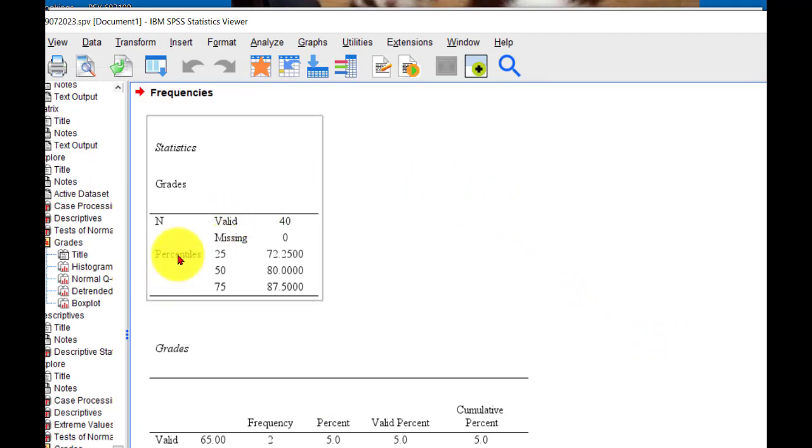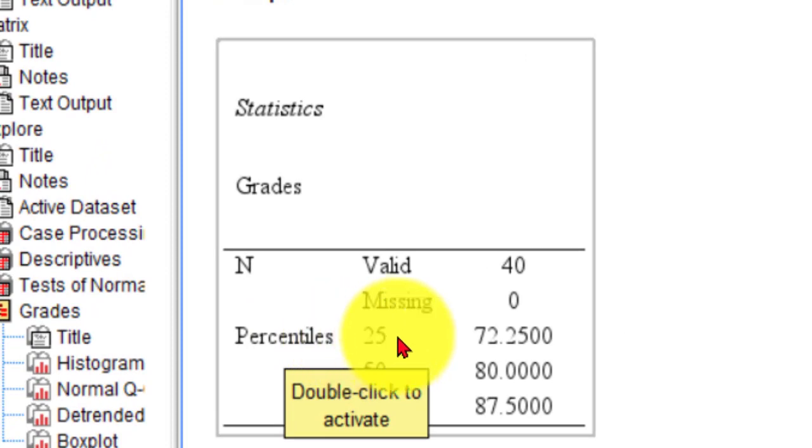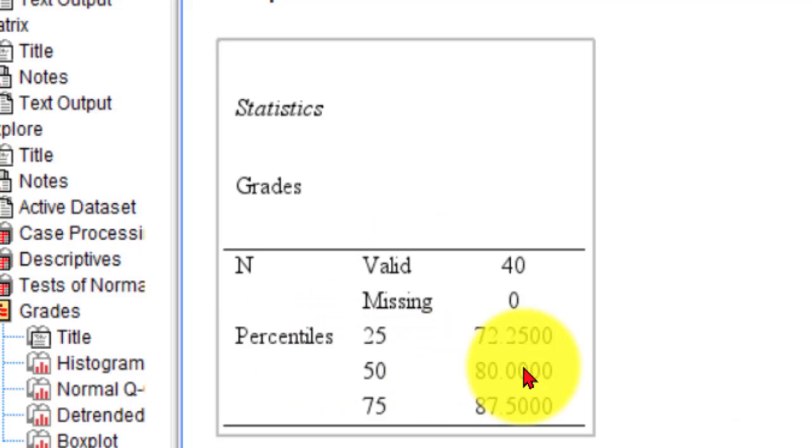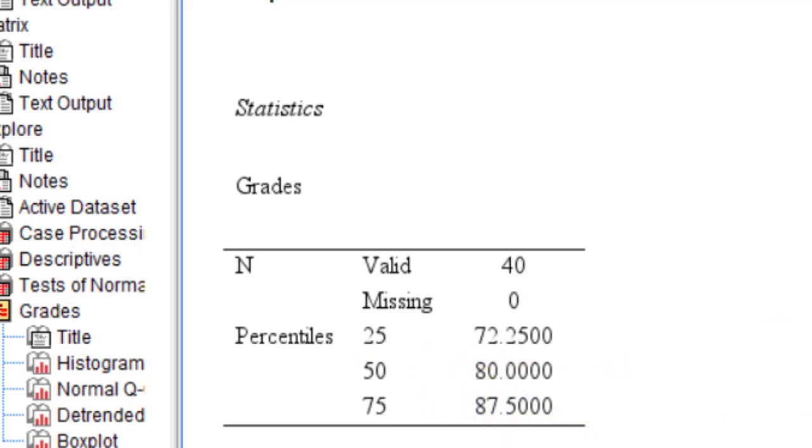There they are right there. So the lowest, quartile 1, is 72.25. That means, again, 25% of the people scored less than that. Quartile 2, or the median, is 80. So between 72 and 80 was 25% of the people. And between 80 and 87.5 was another 25%. And the final 25%, you'll notice it's not listed, but that's from 87 up to your maximum. So 25% of your students scored over 87.5.